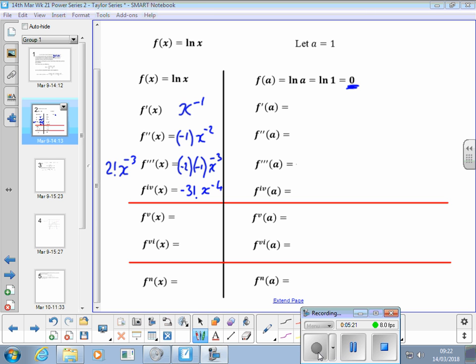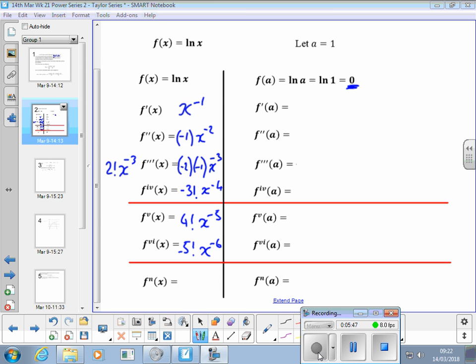And then there's a pattern there now. This one is going plus and minus each time as a pattern. So that must be 4 factorial x to the minus 5, minus 5 factorial x to the minus 6. That's a pattern we like.